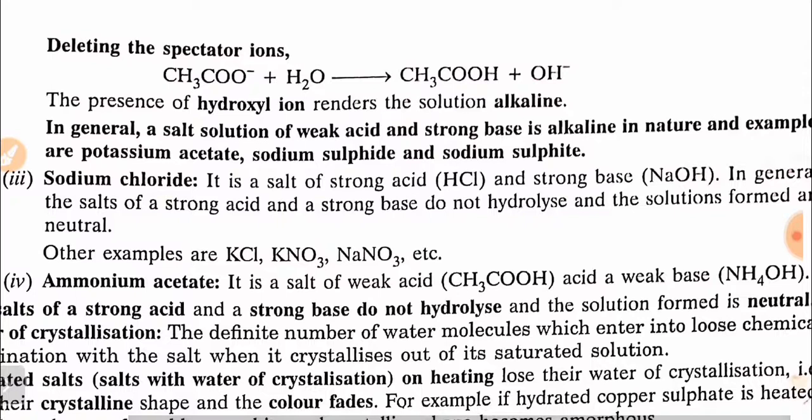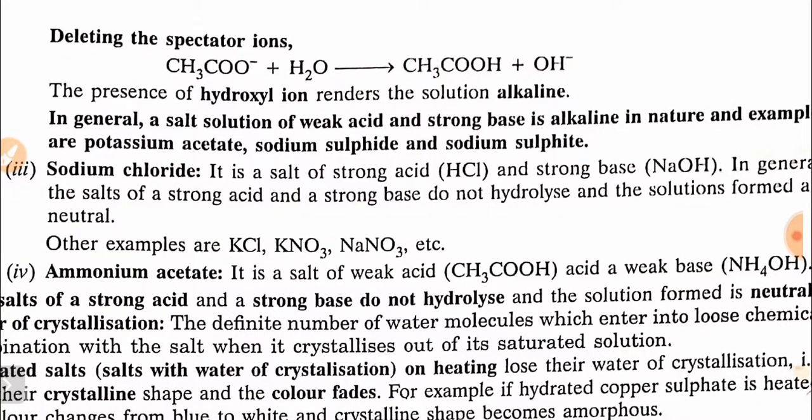In general, a salt solution of a weak acid and a strong base is alkaline in nature, and examples are potassium acetate and sodium sulfide. Simple examples are there. Whenever a strong acid and a weak base are combined, they form an acidic solution. But when a weak acid and a strong base are combined, the solution will be alkaline.